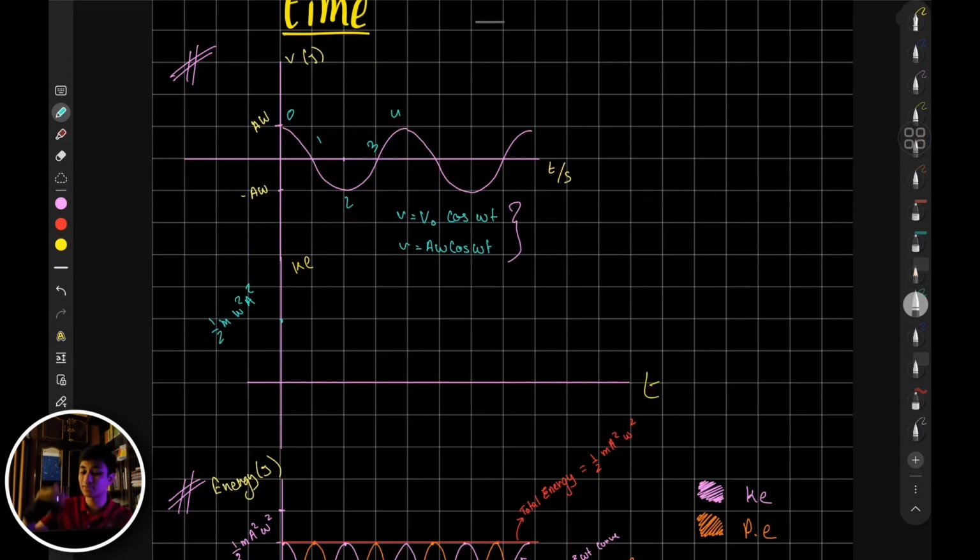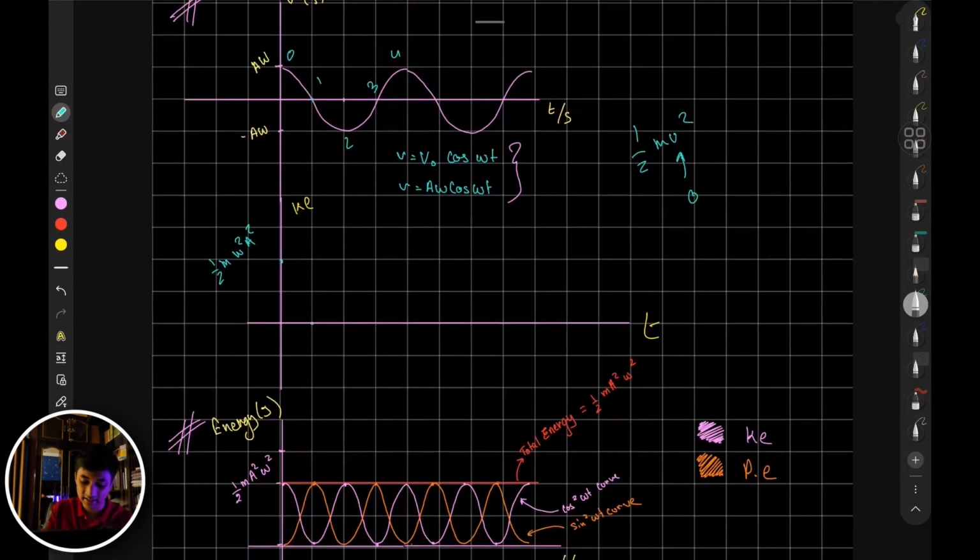So at position 0, the kinetic energy is maximum. And at position 1, the velocity is 0. What happens over here is for 0 velocity, the kinetic energy is also going to be 0. Since half m v square is the equation for kinetic energy, when velocity is 0, the entire expression becomes 0. The kinetic energy is going to be 0.